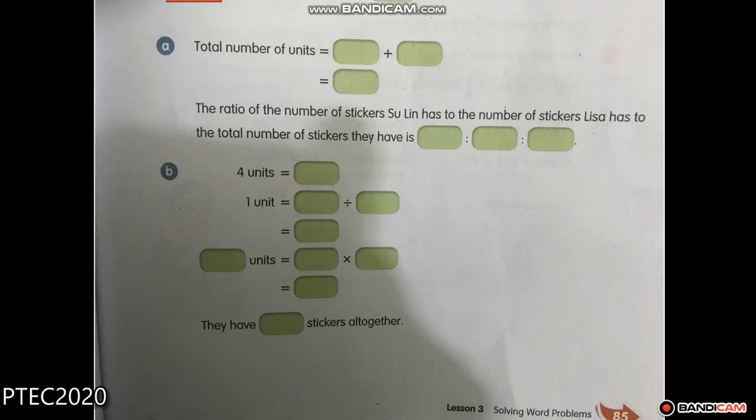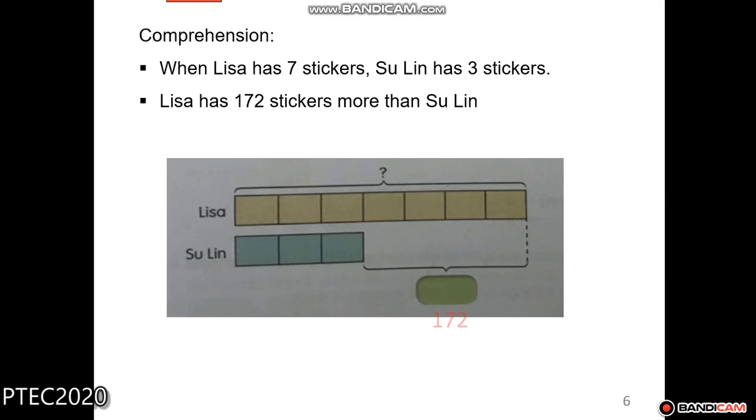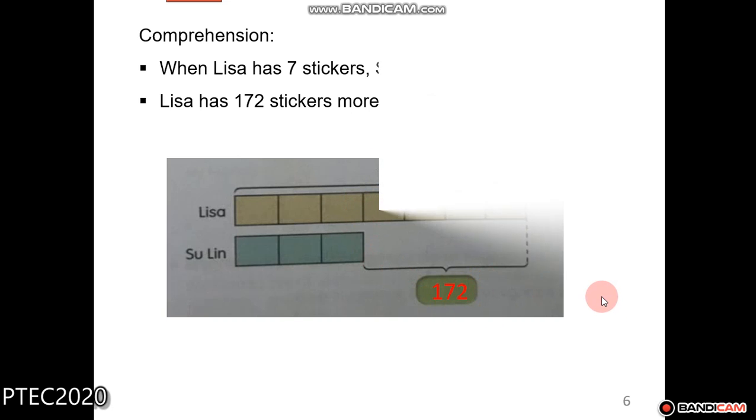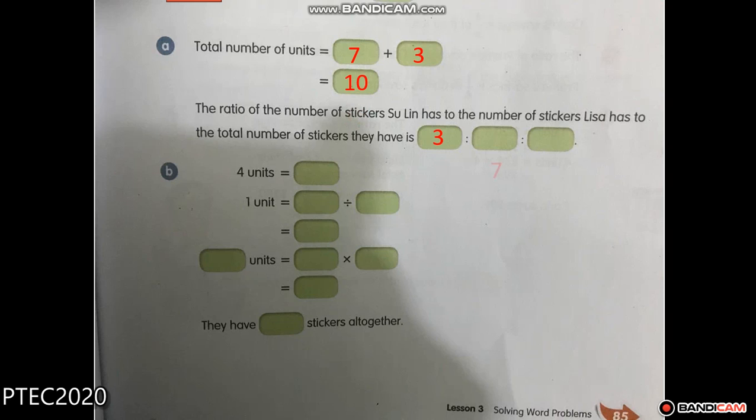Here I should go back to the slide. You can see here 4 units, and it equals 172. So we can say 4 units equal 172. In order to find 1 unit, you have to take 172 and divide by 4. So the result will be 43. So now we know that 1 unit is 43 stickers.